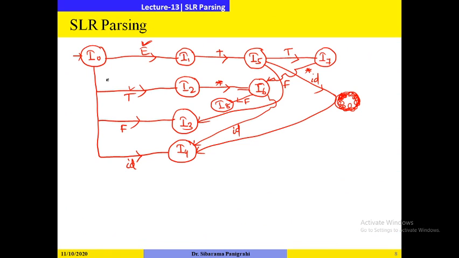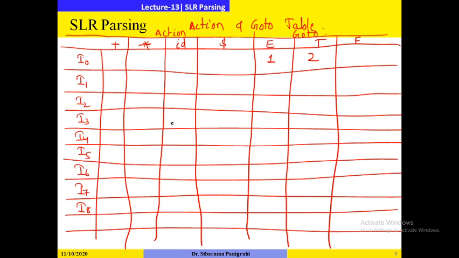Next, I0 by taking F as input. What do you have to do? We will go to state I3. So go to state I3 means I0 by taking F as input, the next state is I3. So here I will write 3.